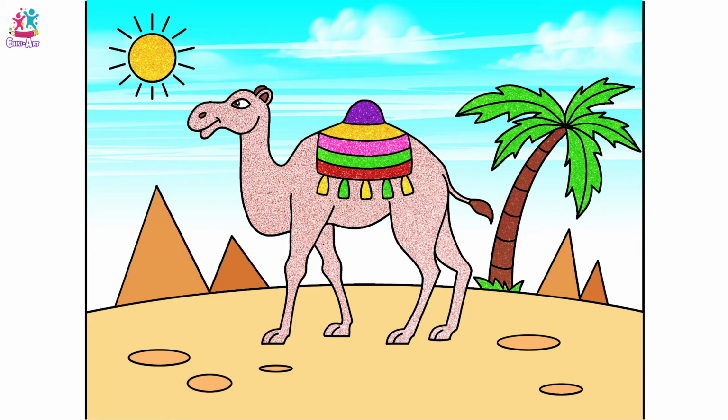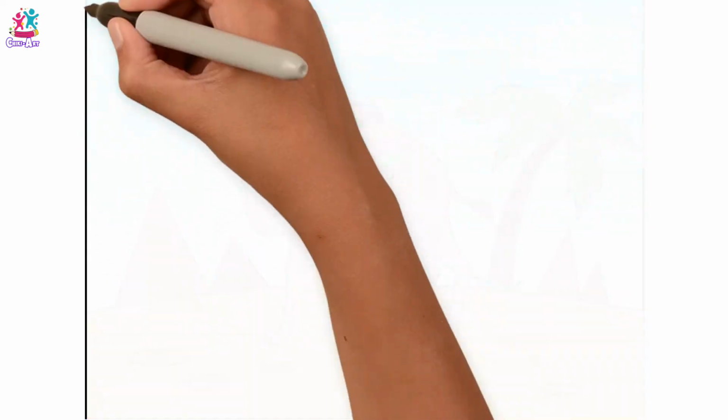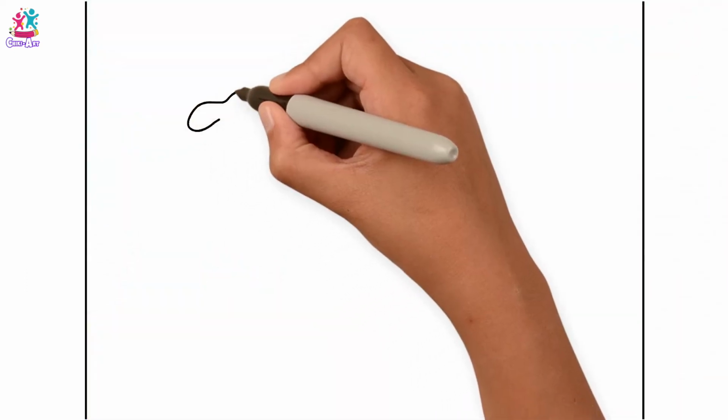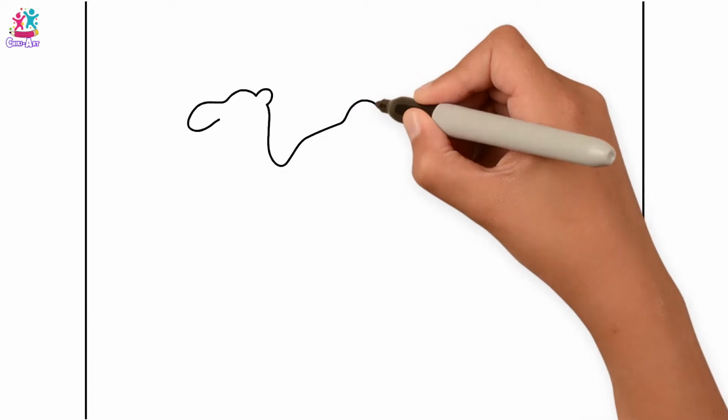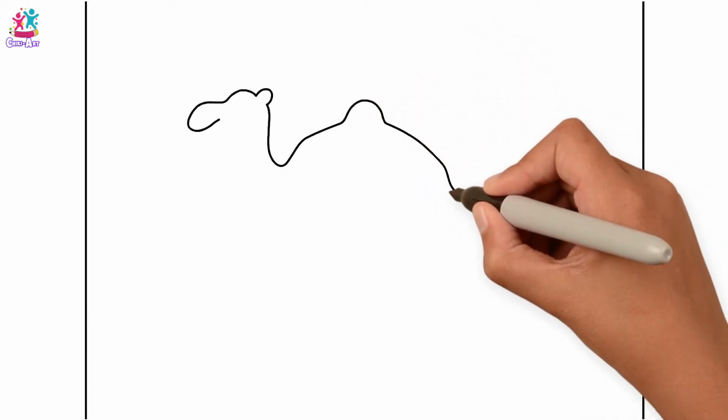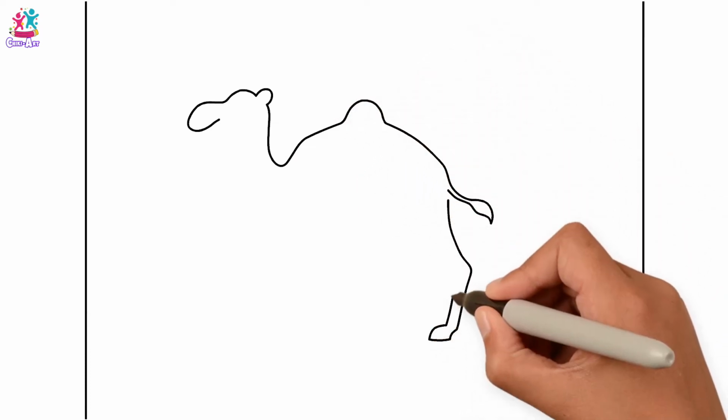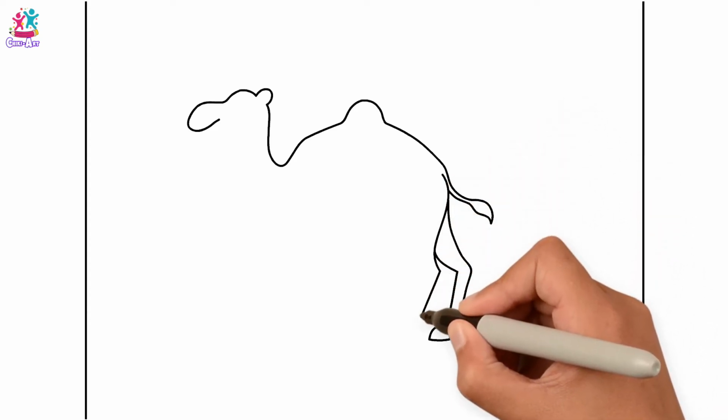You today. Look at our camel. Let's draw a desert, kids. We're going to start by drawing our camel with a big hump on his back. And then we're going to do his legs one by one like that.